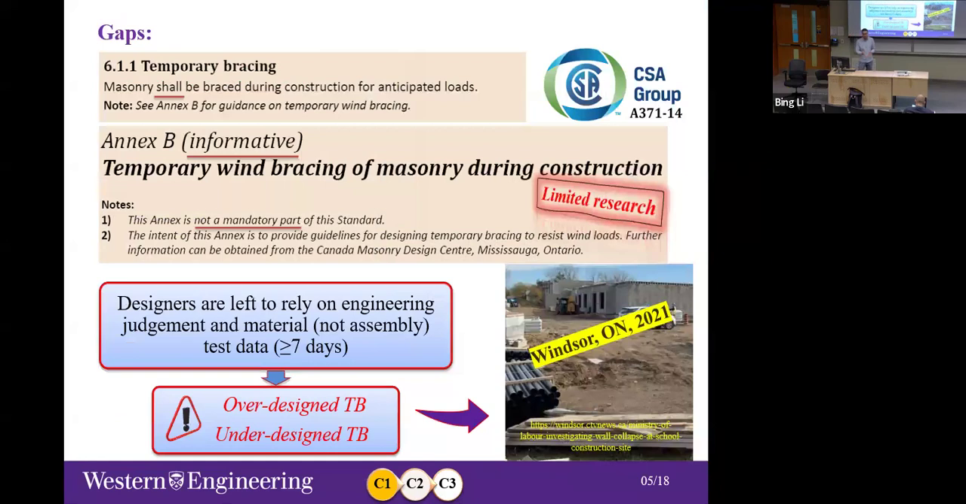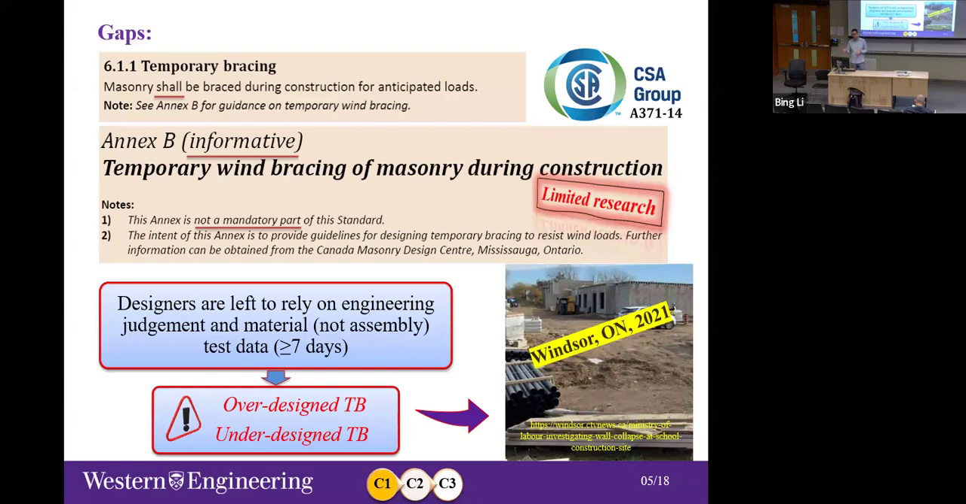The main reference for design and construction of masonry in Canada is CSA A371. It is mentioned in this code that masonry shall be braced during construction, and it refers to Annex B. In Annex B, it is mentioned that this section is informative and not mandatory. Why? Because there are not many details in this section for designers to design the temporary bracing safely, and there is limited research regarding the material properties for the design of temporary bracing.